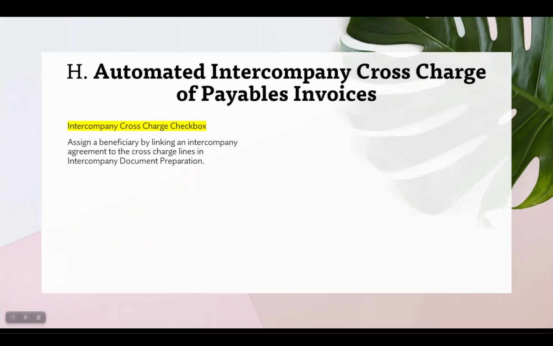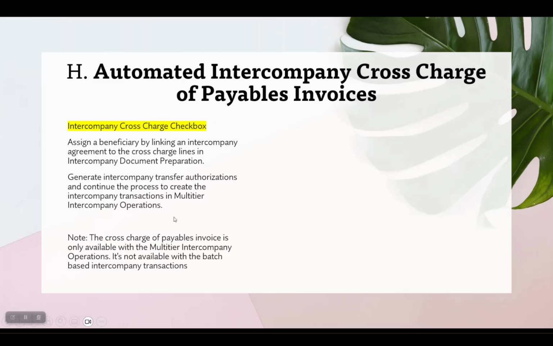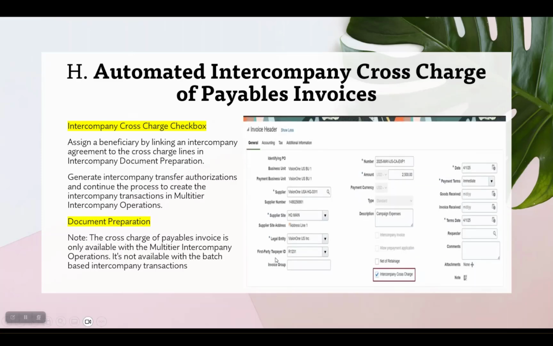Intercompany cross-charge assigns the beneficiary by linking the intercompany agreement to the cross-charge lines in intercompany and generating the intercompany transfer authorization. It continues a process to create this intercompany transaction in multi-tier intercompany operations. Cross-charge of payable invoices is only available with multi-tier intercompany operations. It is not available with batch-based intercompany transactions. As you see here, this is the intercompany cross-charge on the invoice header.